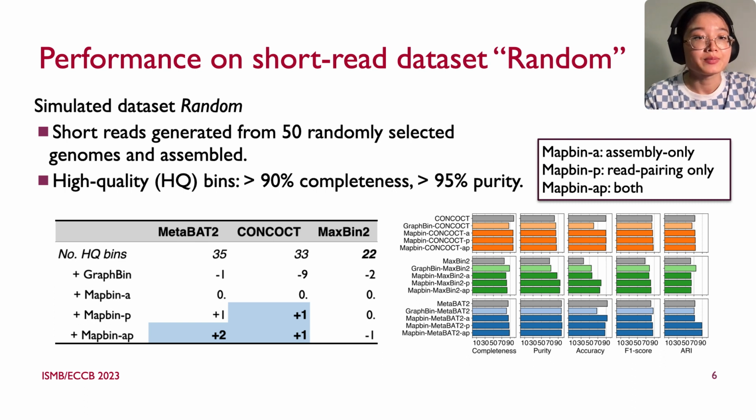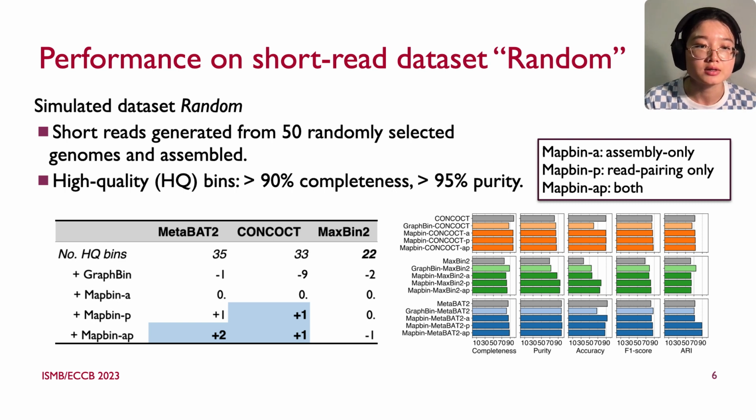So next, I'd like to show you Mapbin's performance with a few benchmarking examples. First, let me explain briefly the setup. Mapbin can be run in three modes, using the assembly graph only, the read pairing only, or both. And we also need to generate the original binning result for it to work with. For this, I tried different binners. And the Mapbin result is in general compared to the original binning result it used.